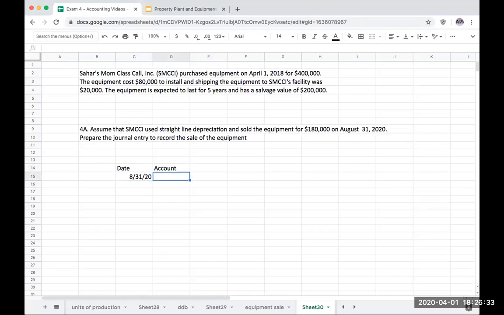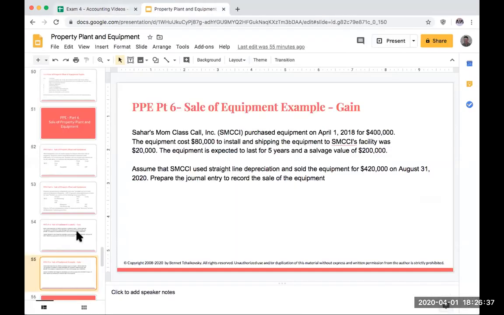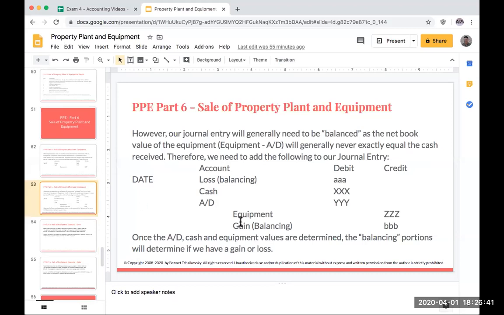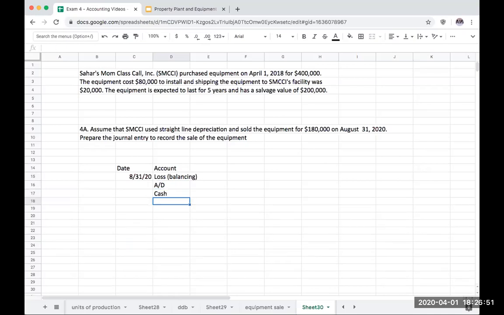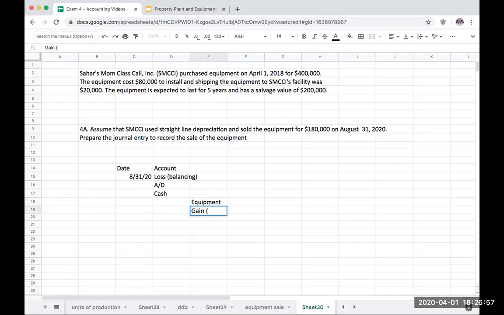Now, what I want to do here is write out the journal entry that I asked you to go through and memorize, which is this one right here: loss balancing, accumulated depreciation, cash, equipment, and then a gain balancing.